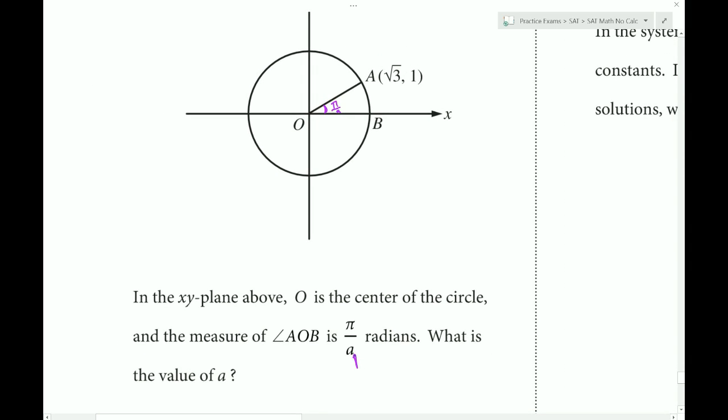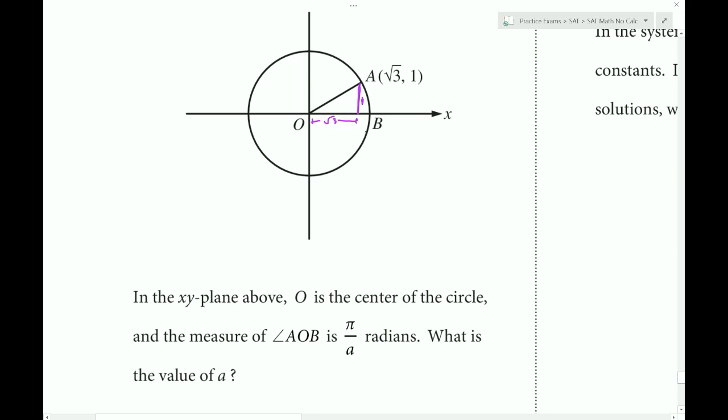Okay, so we want to find out how many degrees, effectively, are in the angle, and then we can convert it into radians. Not too bad. Okay. So, the first step, let's think about what we have here. So we know that this point is rad 3, 1, so the x value would be rad 3. The y value would be 1.